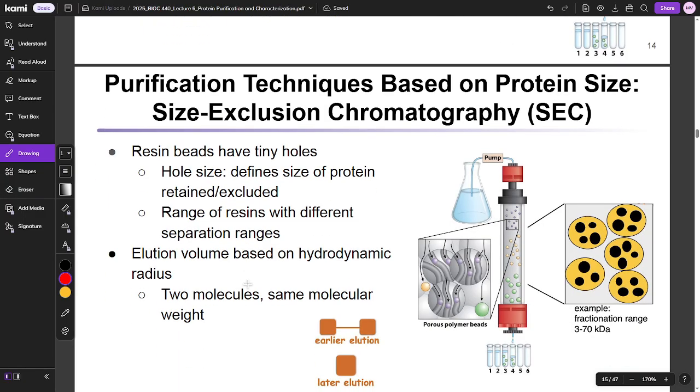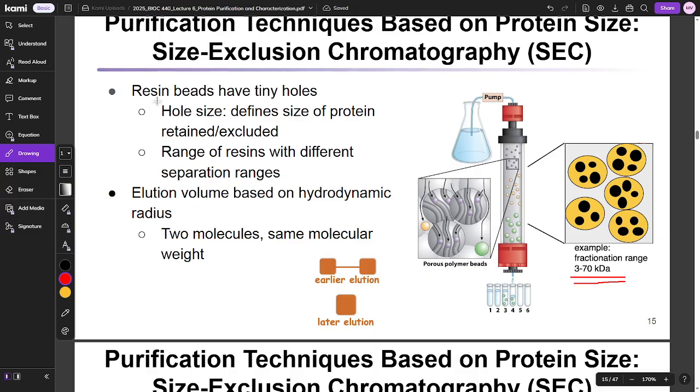And that's shown here again. So for example, if I had this 3 to 70 kilodalton one, if nothing got stuck in these beads, I would say, okay, that means the protein is greater than 70 kilodaltons or less than 3 kilodaltons. If it's less than 3 kilodaltons, it'll also go straight through. But if it didn't get stuck in this, I would say, okay, it must be below 3 or above 70. If it did get stuck in this, I would say, okay, it must be between 3 and 70.